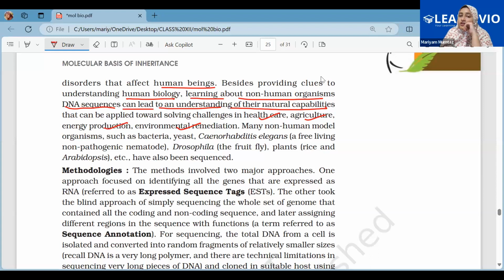Many non-human models, yes, these are some of the things that can be asked in the question, like what were the non-human models that were also considered? So bacteria, yeast, Caenorhabditis elegans, which was a non-pathogenic nematode, and Drosophila, which is the fruit fly, the plant, which is rice, and Arabidopsis. All of these have also been sequenced apart from the human.